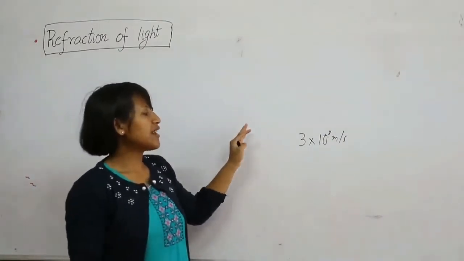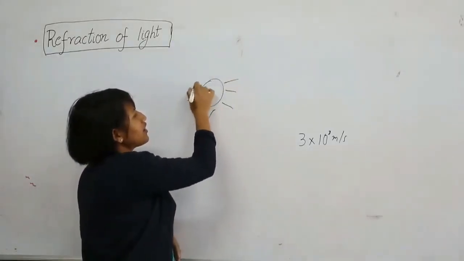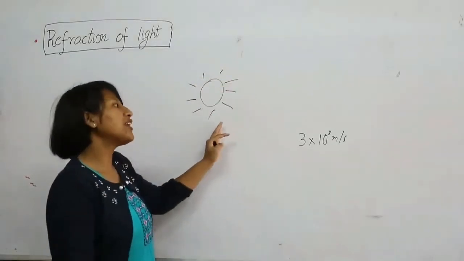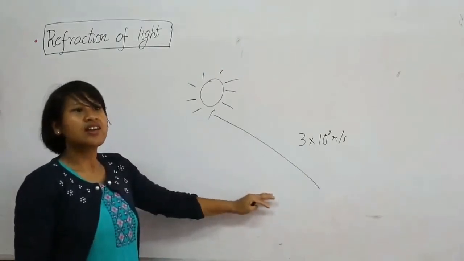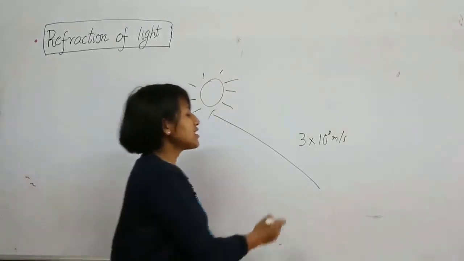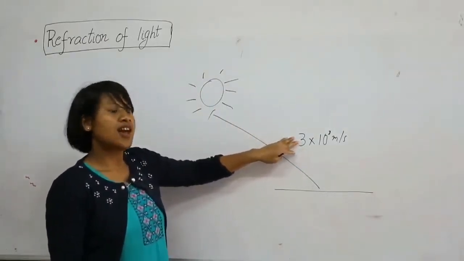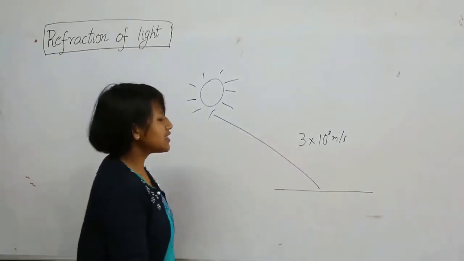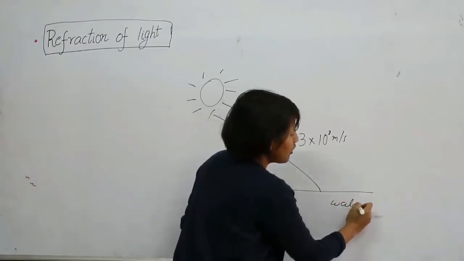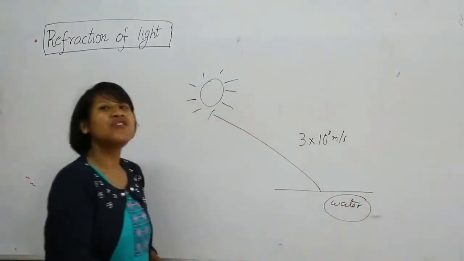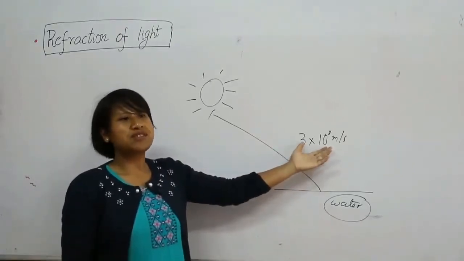Now for example, the sun emits light, being a source of light. So what happens to the speed of light when it strikes another medium? It's traveling through vacuum, the speed is this, and then suppose it travels through water. Now what will happen to the speed of light? Will it remain the same, 3 into 10 to the power 8 meter per second?